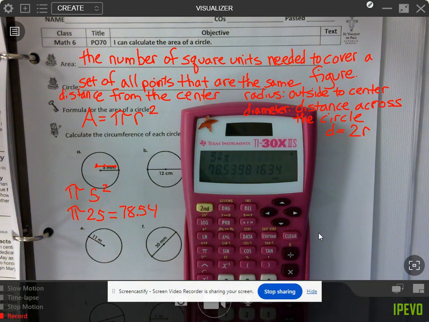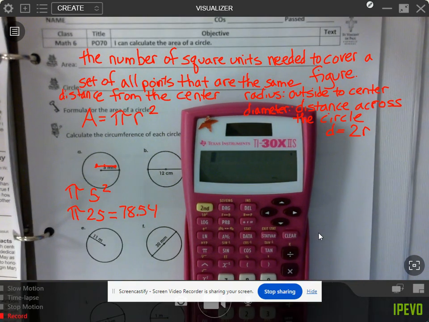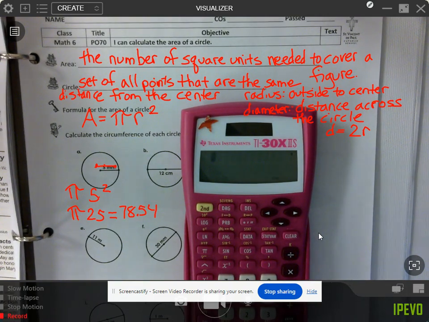So if I don't have the pi button on my calculator, I could do that 5 squared, which is 25, times what number? If I don't have the pi button, what number do I put in, Zelda?